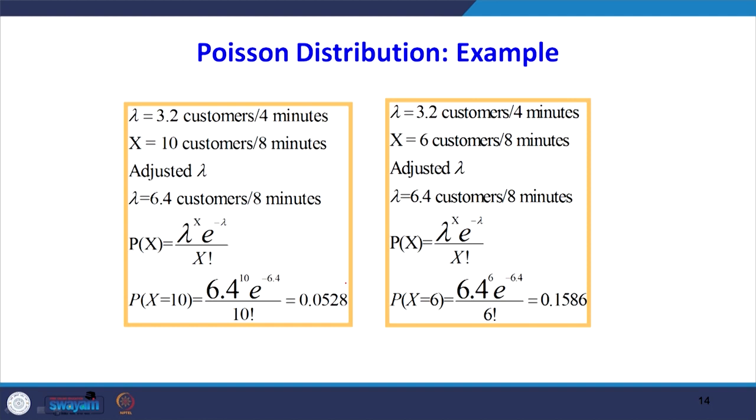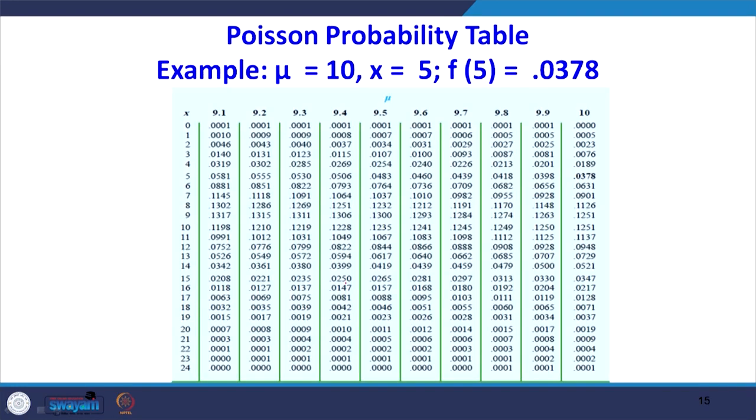See the second one: lambda equal to 3.2 customers per 4 minutes, x equal to 6 customers for 8 minutes. So, you have to multiply lambda, so it will be 6.4 for 8 minutes, then p of x will give the answer. The point here is that the units of lambda and x should be the same. Here also a Poisson probability table is available.